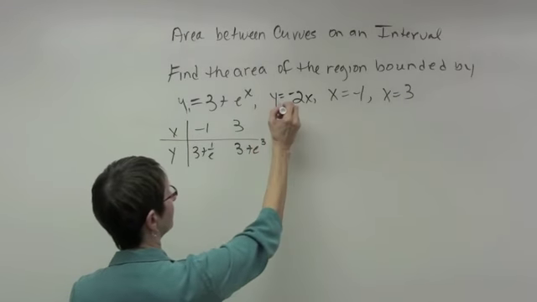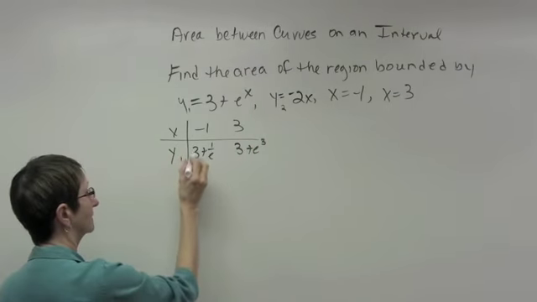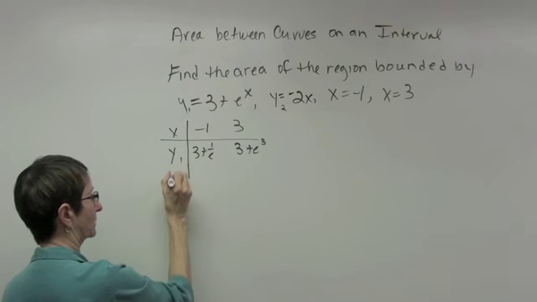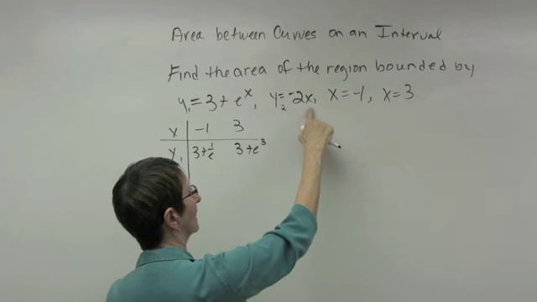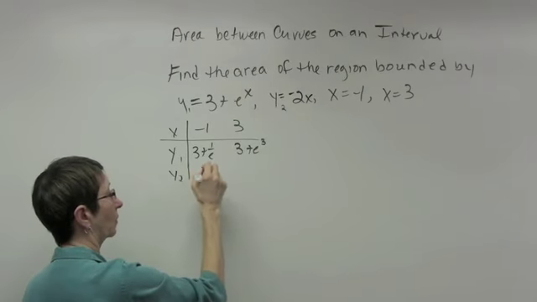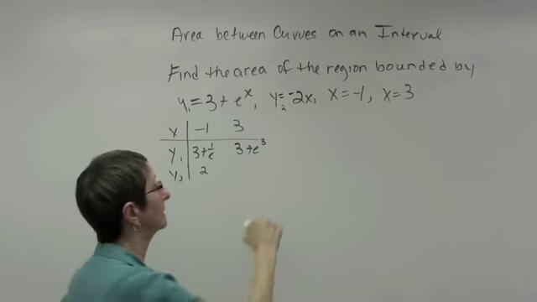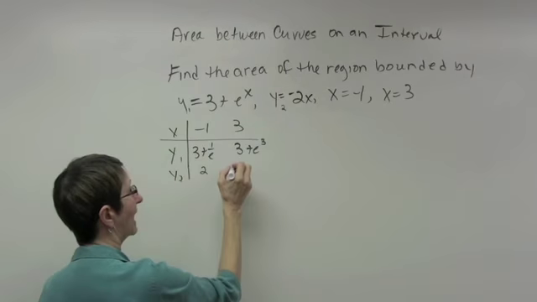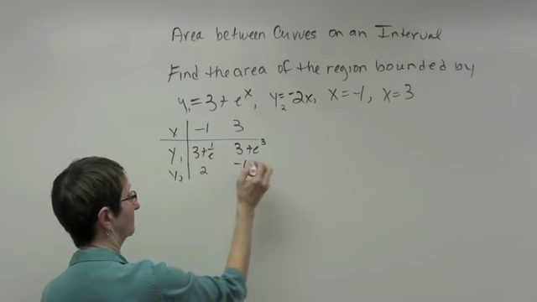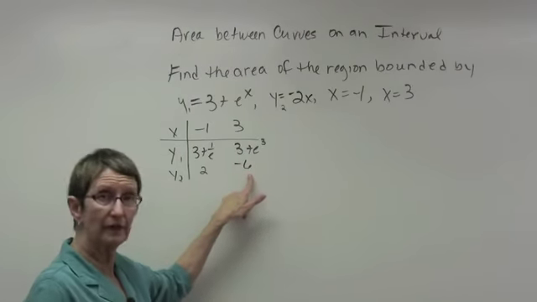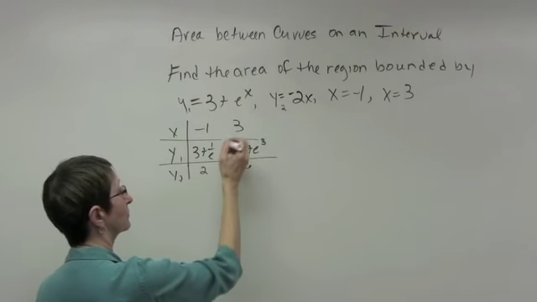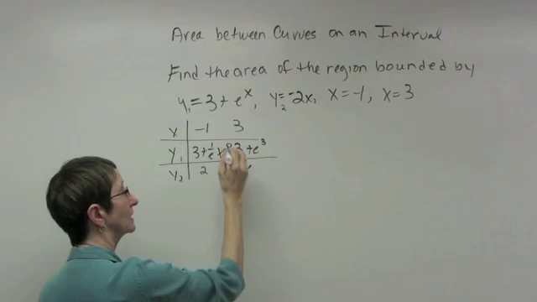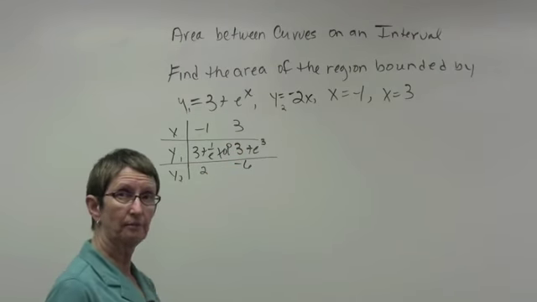Our second function, negative 2x, excuse me. If I plug -1 in here, I get 2, which is less than 3 plus something. If I plug 3 in, I get -6, which is a negative number, so it has to be smaller than that. So in this case, again, the first function listed is the top function, and that makes this the bottom function.